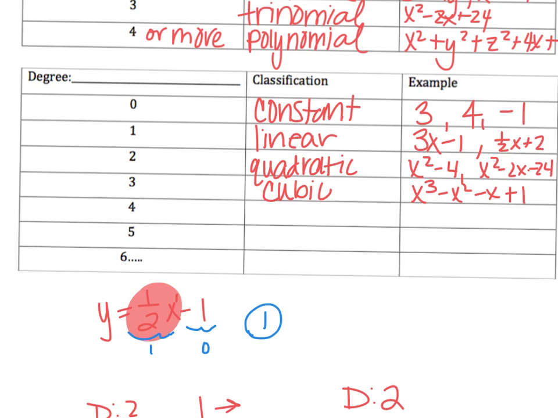Right. Same thing in 4. A fourth degree is called a quartic, Q-U-A-R-T-I-C. So x to the 4th minus 1.